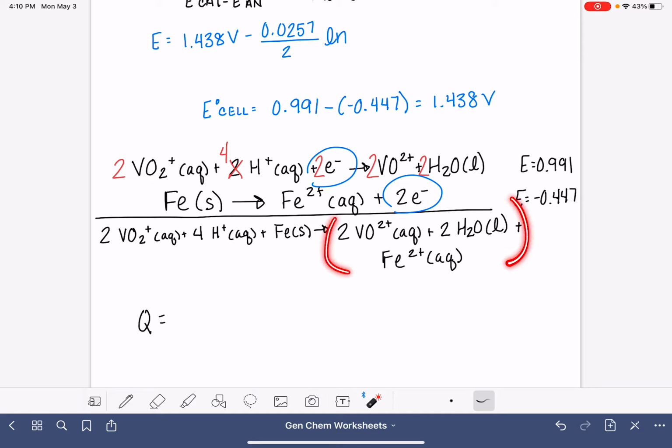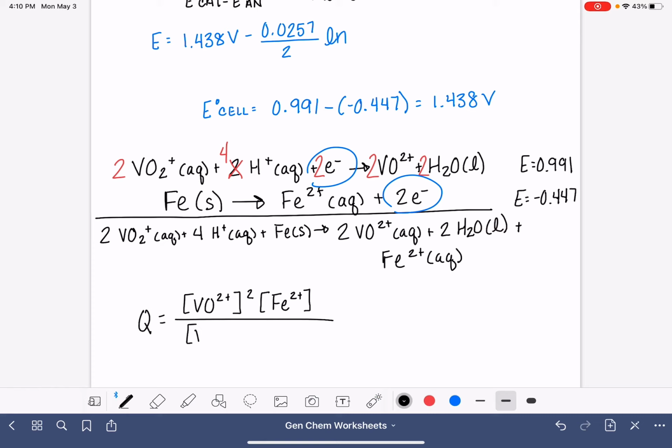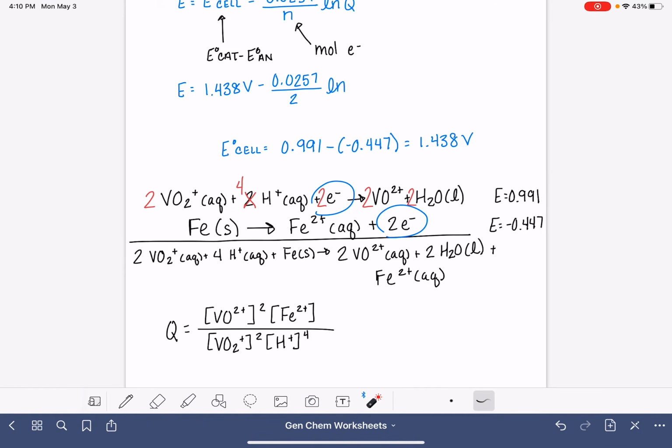So starting with our products, we have VO2 plus, and the stoichiometric coefficient is 2. We have Fe2 plus. We also have H2O, but we leave that out because it's a liquid. For our reactants, we have VO2 plus, and its coefficient is 2. We have H plus, its coefficient is 4. And then we're going to be leaving out the Fe solid because solids are not included. So this is the expression that we're going to use to calculate Q. We need to get these concentrations from the problem itself.